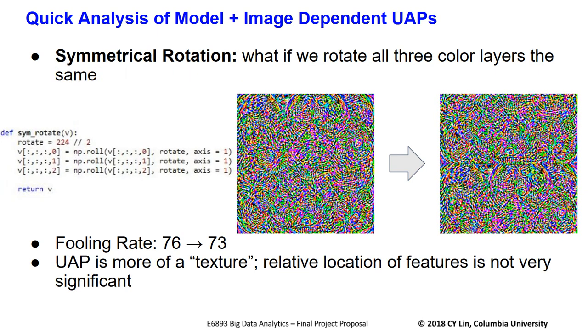What happens if you just translate the image, basically cut it in half and swap those two parts? Here, the fooling rate barely dropped from 76 to 73, which makes a lot of intuitive sense. Basically, the universality of a UAP means that it's more about the textures than targeting any one part of an image.